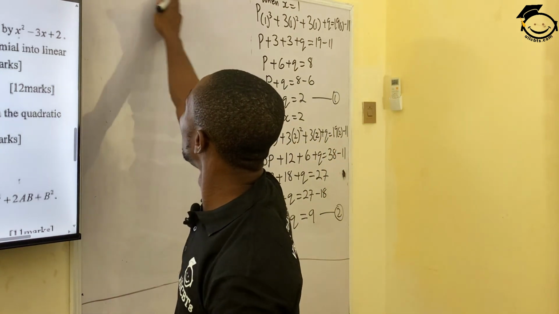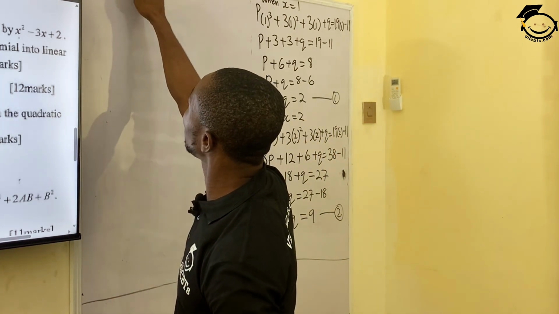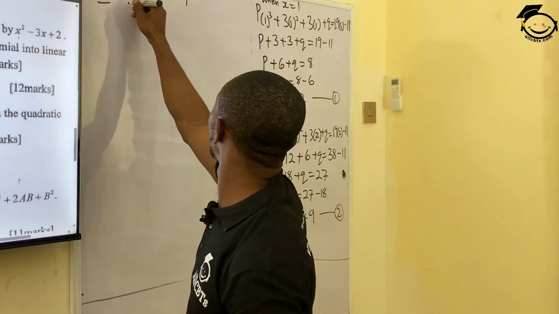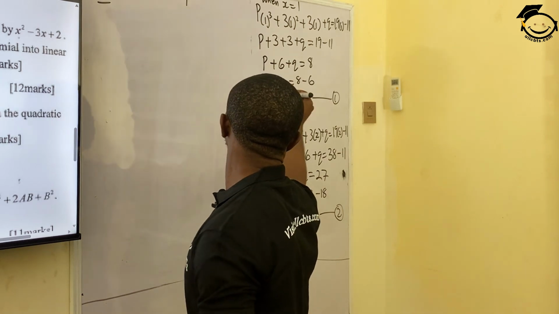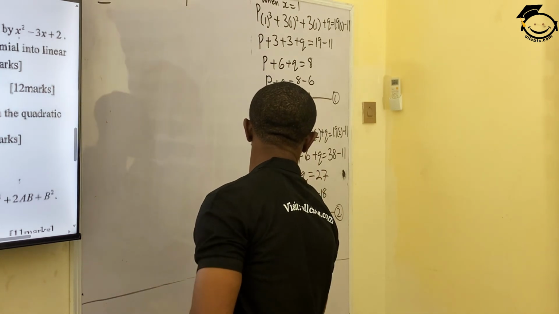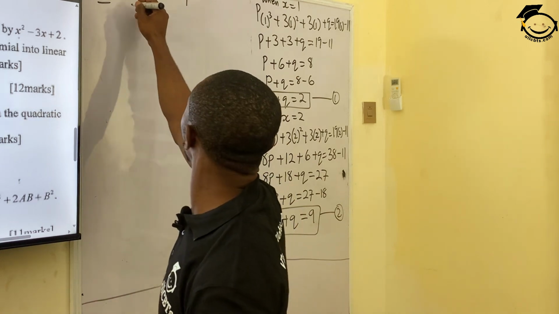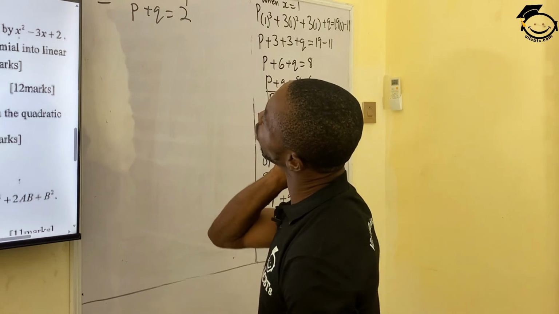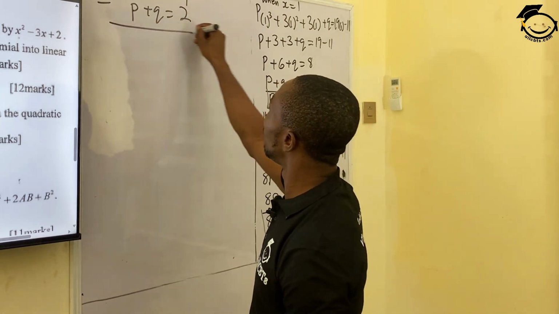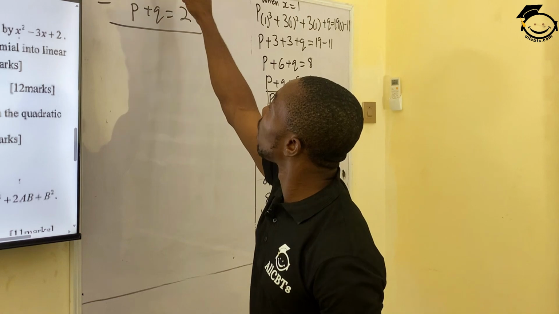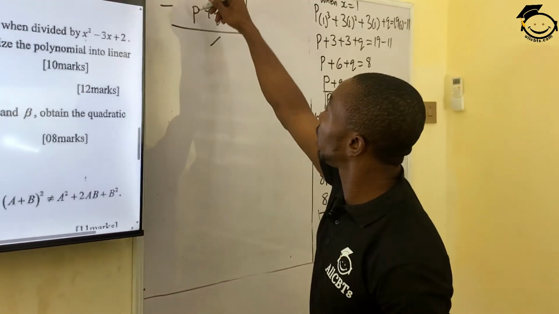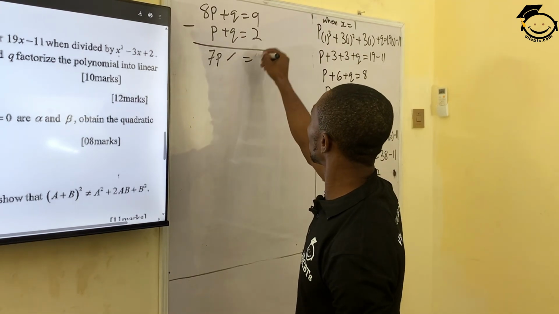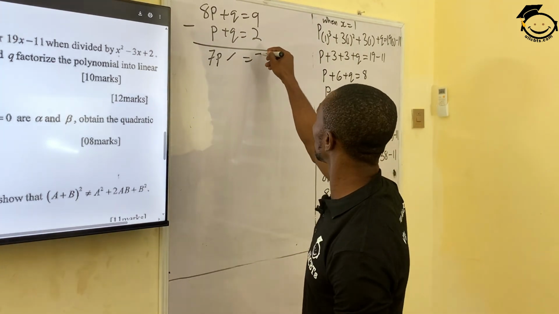Now, equating our two equations, we have 8p plus q equals 9 for equation 1 and 2. That will become p plus q equals 2. Now we are subtracting equation 1 from equation 2. Now this will become 9, and q minus q will cancel out. 8p minus p will give us 7p equals 9 minus 2, which gives us 7.